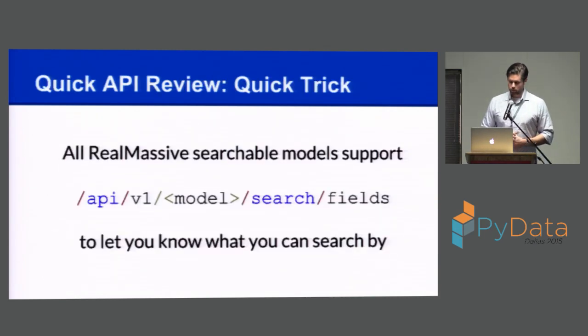Okay. So a quick trick for our API: all of our models, the markets, spaces, buildings, surveys, whatever, that are searchable have this extra path here called fields. And it's a self-documenting API. It'll tell you how you can search. So you hit API v1 spaces, search fields, and it will return to you a JSON payload saying, hey, you can search by space and size and rate and so on and so forth.